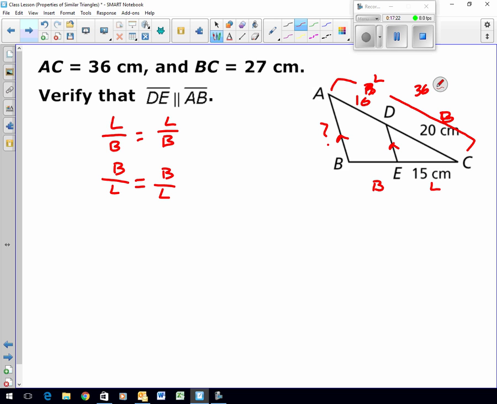What's BC in total? How many centimeters? 27 centimeters. How many have I given you? I've given you 15, there's 12 left over. Oh, that's what? Big and little. It's okay, guys. The proportion stays the same.